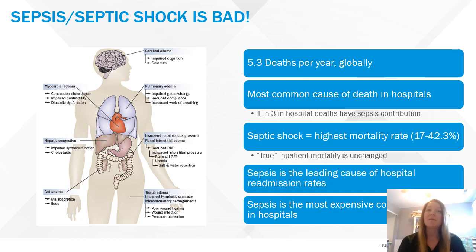First, 5.3 million deaths occur per year when it comes to sepsis. Sepsis, it is the most common cause of death in hospitals. Actually, 1 in 3 hospital deaths have a sepsis contribution. Septic shock also has the highest mortality rate, between 17 and 43%. Sepsis is also the leading cause of readmission rates for hospitals. About 1 in 5 patients will actually be readmitted within 30 days of discharge. And in other words, around 20%.